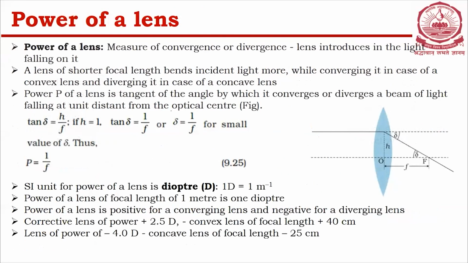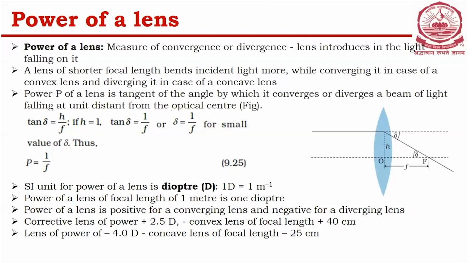Next, what is the power of a lens? The power of a lens is a measure of convergence or divergence, which you need very often. When you go to an optician, your eye lenses have a certain power and you have to use some spectacles. We will see some applications of how it applies to your eye.